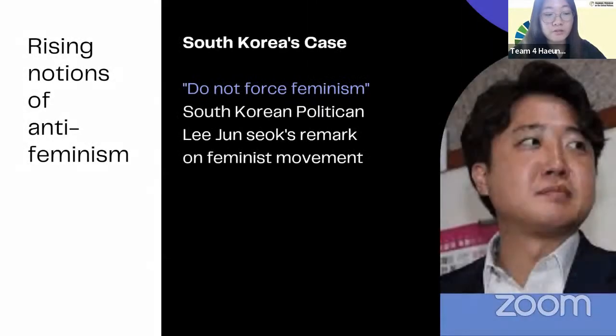However, there is also a rising notion of anti-feminism, and this has become a major idea in some societies, as you can see in the example of South Korea. Here, I brought an example of a Korean right-wing politician, Lee Jun-suk's remarks, "Do not force feminism." His remarks show that many people don't recognize feminism as an urgent, universal human rights movement. Advocating human rights differs from an act of forcing a personal ideology, yet some politicians are using feminism to create political conflicts that they need. And sadly, it is almost always feminists they target for political attacks.